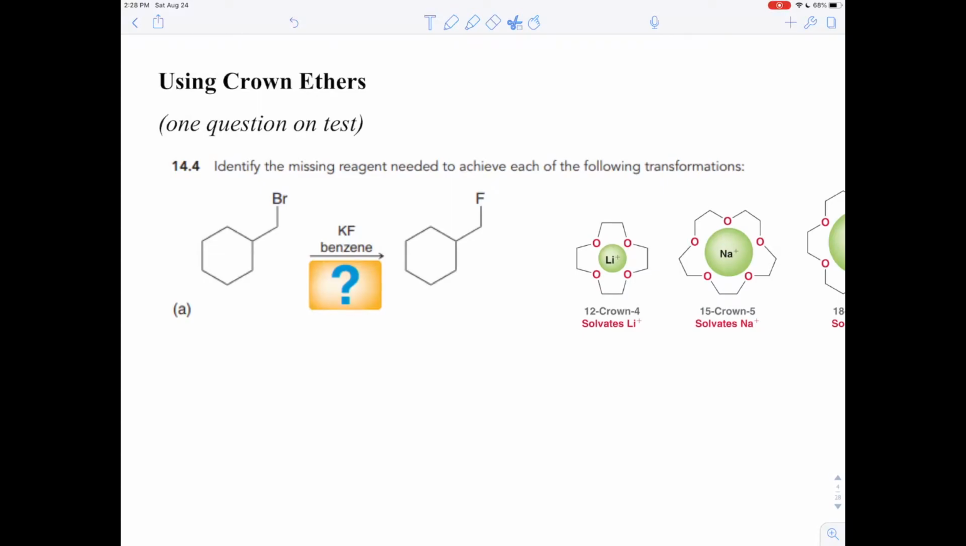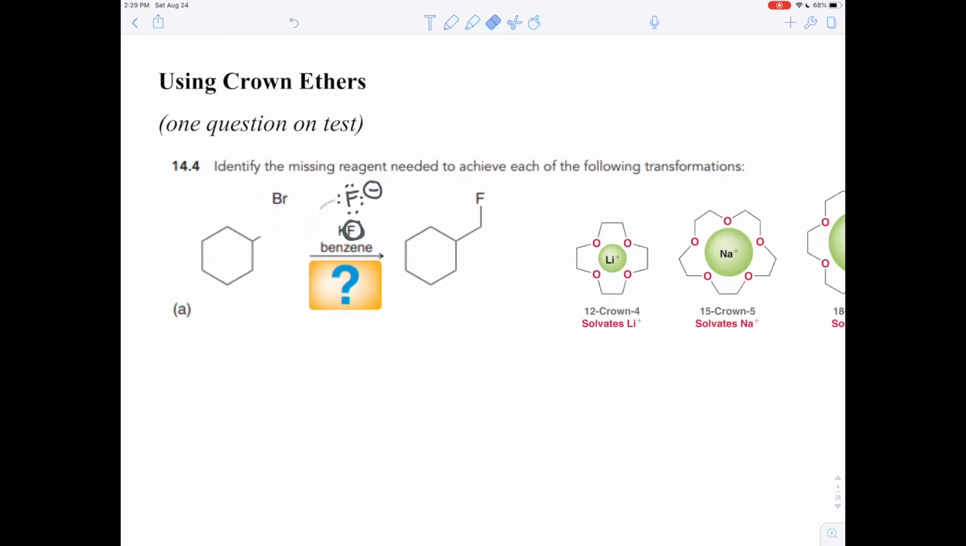Exercise 14.4 is asking you to find the missing reagent you need to create this transformation. If you'll notice, first of all, it's a substitution reaction. Everything stays the same except for this bromine, which is substituted with the fluorine. That means you need a nucleophile, and that nucleophile is going to be this negatively charged fluorine. In other words, you need that fluorine to separate from the potassium so that it could attack this carbon here and kick the bromine off.